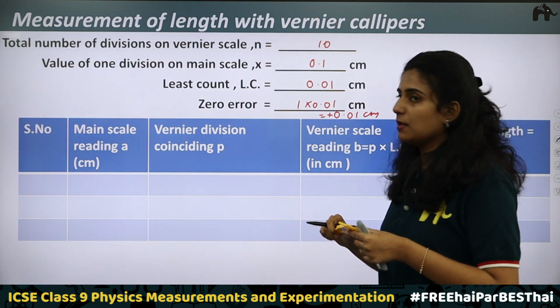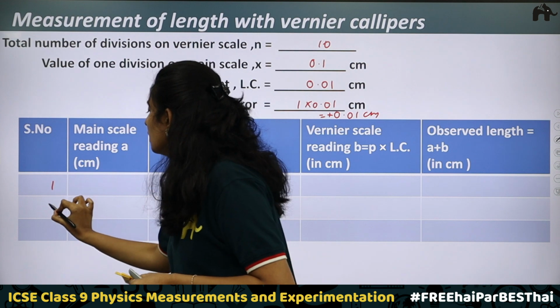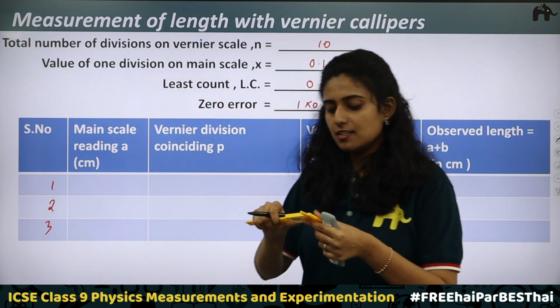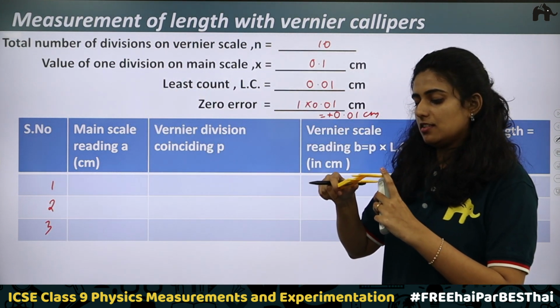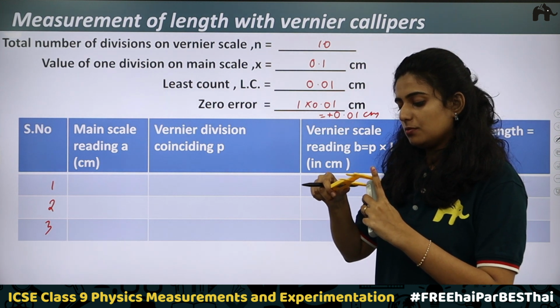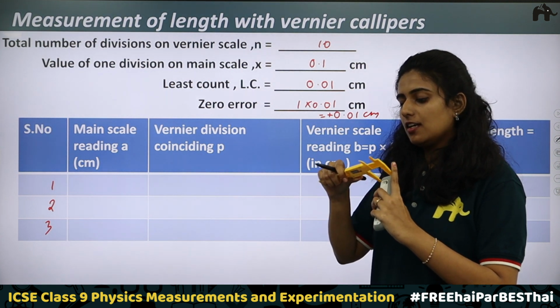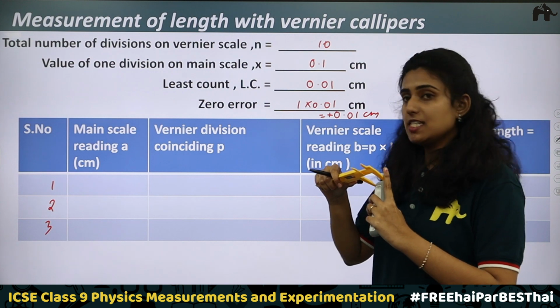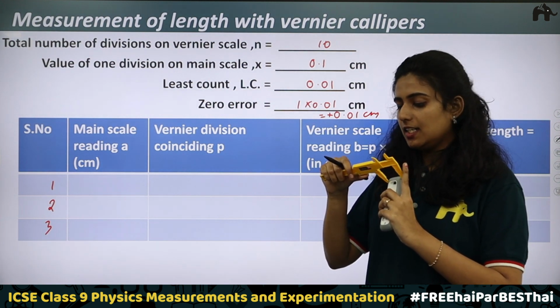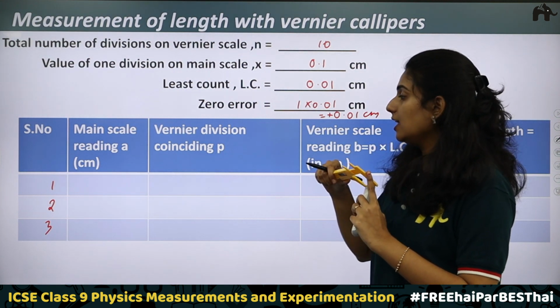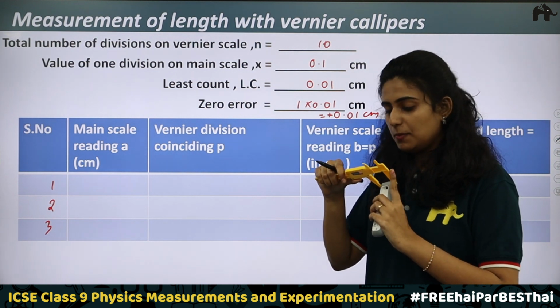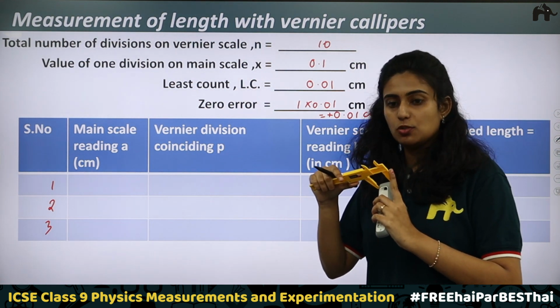We are going to do this experiment 3 times. So for the first time, place the remote here and move the vernier scale. We have to take the main scale reading. Here the main scale reading is 39, and we need to find the coinciding vernier division. Here I am getting it to be 4.